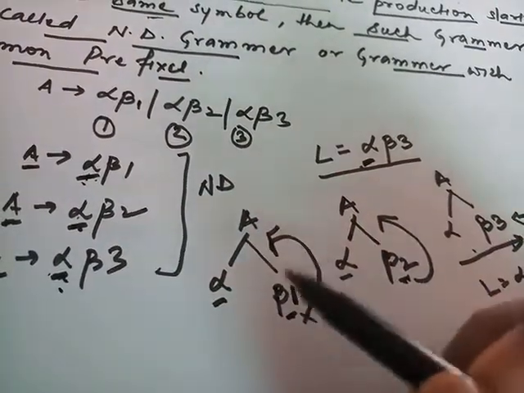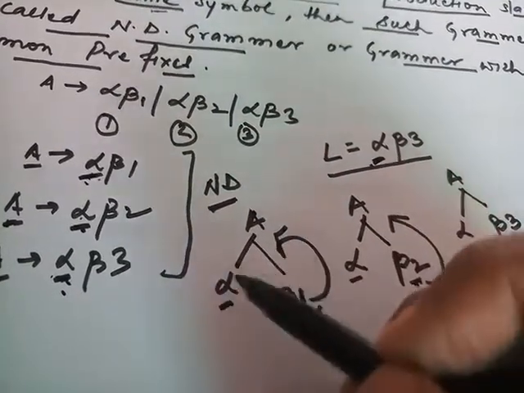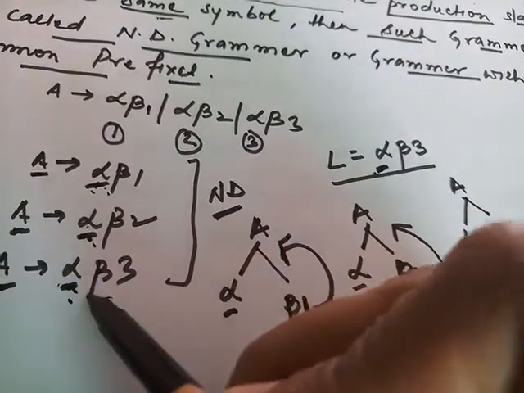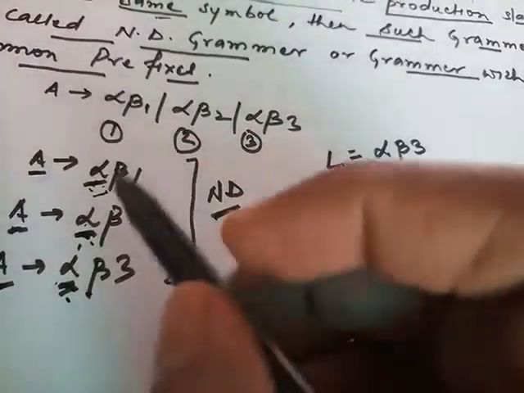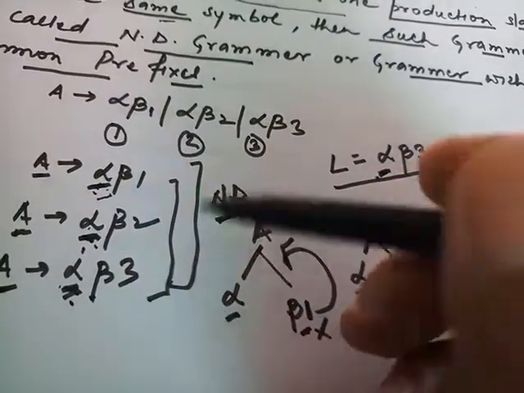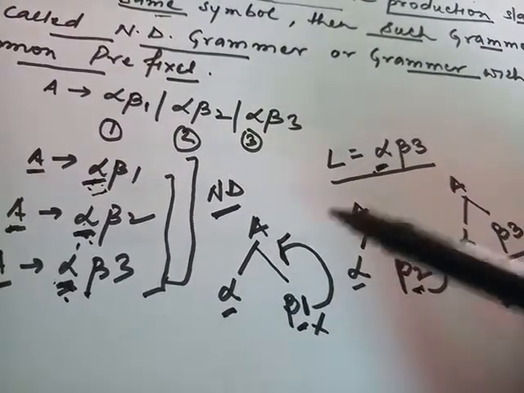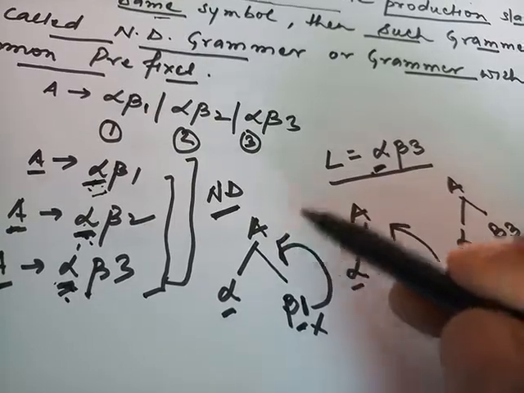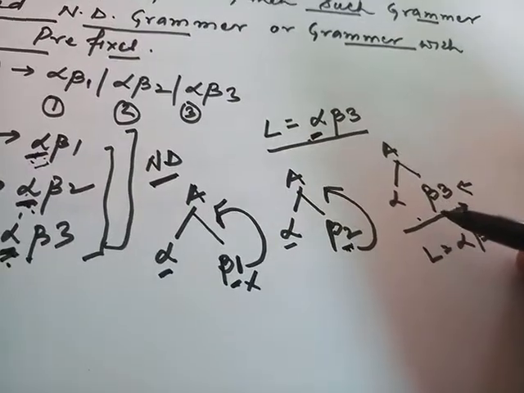This is the problem, and it is called the non-deterministic problem, because in a single go it is not possible to determine whether I should use this production or that production, since alpha is common in all three productions. So we have to convert this non-deterministic grammar, which yields an incorrect result. You have to backtrack and try again. If you got beta 2, again you have to backtrack, and then you have to try again.